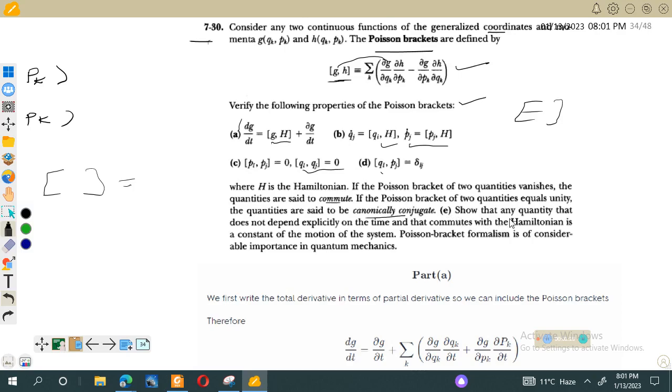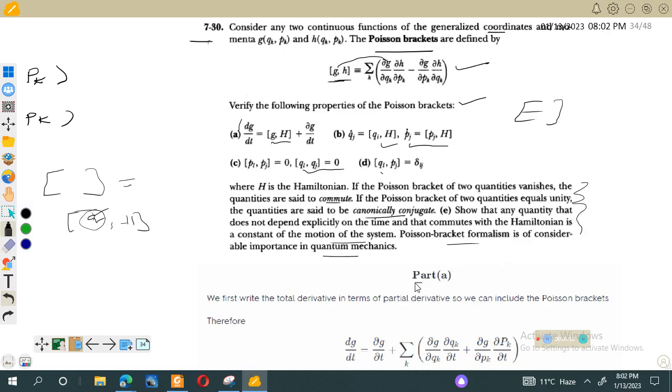Then part E: show that any quantity that does not depend explicitly on time and commutes with the Hamiltonian is a constant of motion of the system. For example, if we have q and take its commutation with respect to H, and it is equal to 0, then that will be constant in time. I mean q will be constant, it does not depend on time. The Poisson bracket formalism is of considerable importance in quantum mechanics. These are some facts about the problem.